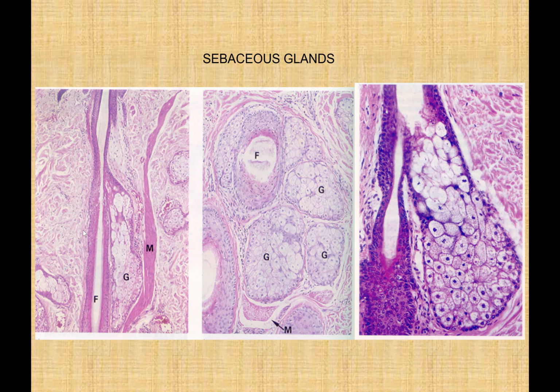So at this side, we are looking at what? The dense reticular connective tissue layer of the dermis. So all these things we are seeing here. This is a cross section. This is a gland. This is a hair follicle, and this is the muscle, the erector pili muscle.